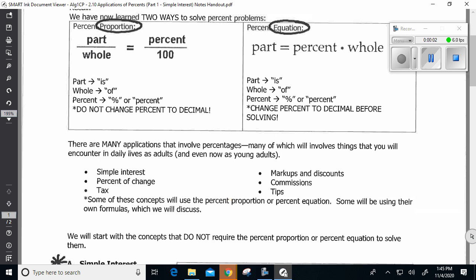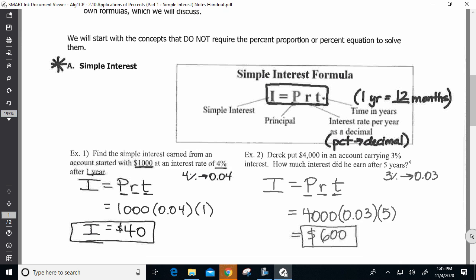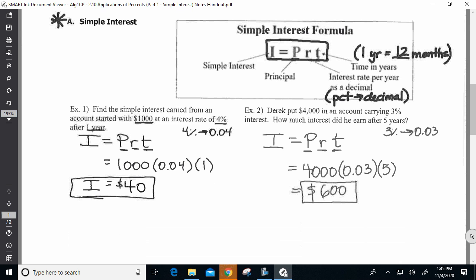So on Monday, we worked with calculating simple interest. The simple interest formula is I equals P times R times T. So what we did on Monday was basic calculation using the formula. The first two examples were pretty straightforward, just using the formula.